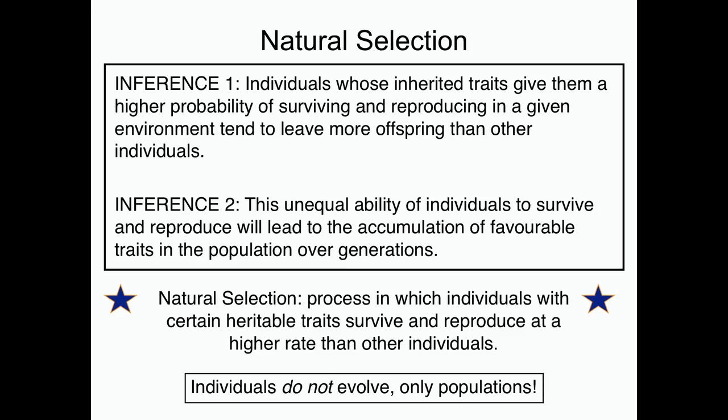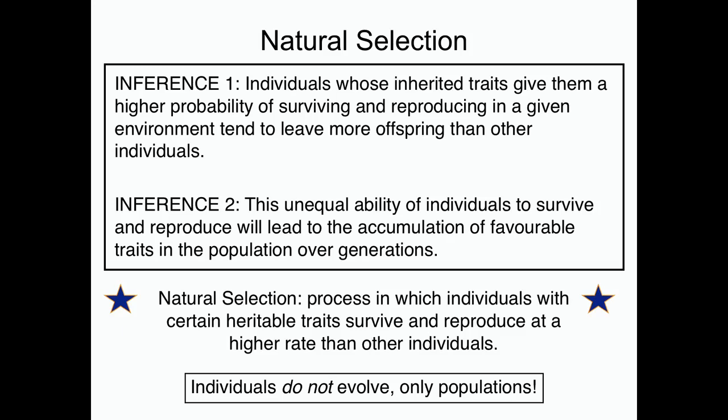So this led him to two inferences. One, he reasoned that because of this variation, some individuals are going to have traits that give them a higher probability of surviving and reproducing in a certain environment. Because they're more likely to survive and reproduce, they're more likely to have offspring or have children. Individuals that had other traits will most likely not survive and therefore not reproduce.